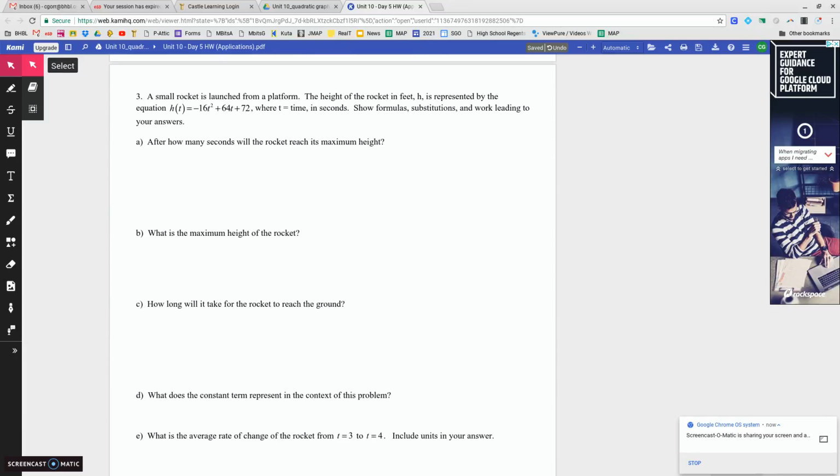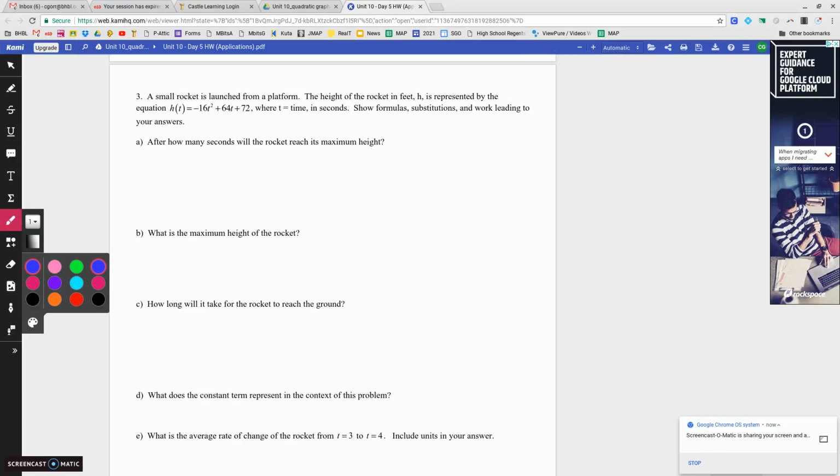Question 3. A small rocket is launched from a platform. The height of the rocket in h feet is represented by h of t equals negative 16t squared plus 64t plus 72. I'm looking for how many seconds it will take the rocket to reach its maximum height. First let's think about what this might look like. We have it launched from a platform and hitting the ground here. When I'm asking for the maximum height, I'm really asking for the time it takes to reach the vertex. I'm looking for the axis of symmetry.